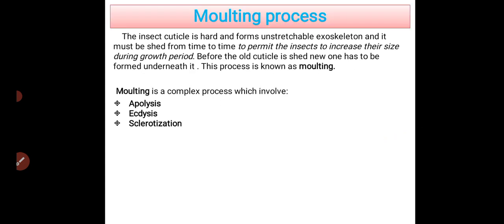After that, the molting process. The insect cuticle is hard and forms an unstretchable exoskeleton, and it must be shed from time to time to permit the insect to increase in size during the growth period. Before the old cuticle is shed, a new one has to be formed underneath it. This process is known as molting. Molting is a complex process which involves apolysis, ecdysis, and sclerotization.